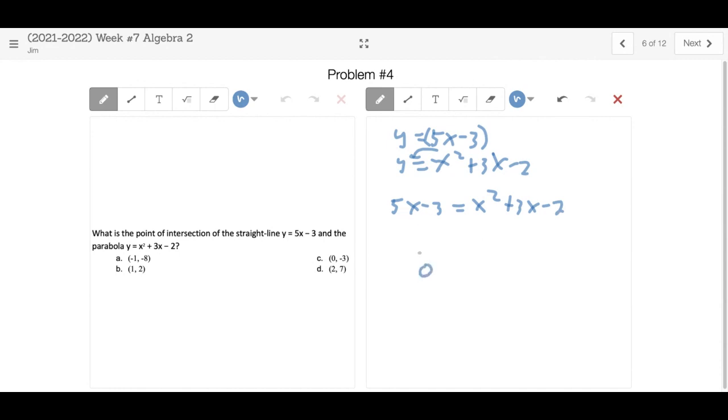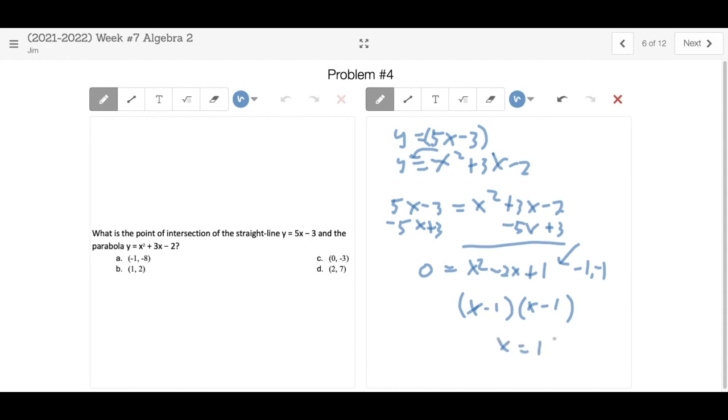I have to set this side equal to 0, so I'm going to subtract 5x off and add 3. So I'm left with x squared minus 2x plus 1. All right, factoring. Okay, so if I factor this, what two numbers multiply to give me +1 but add up to -2? -1, -1.